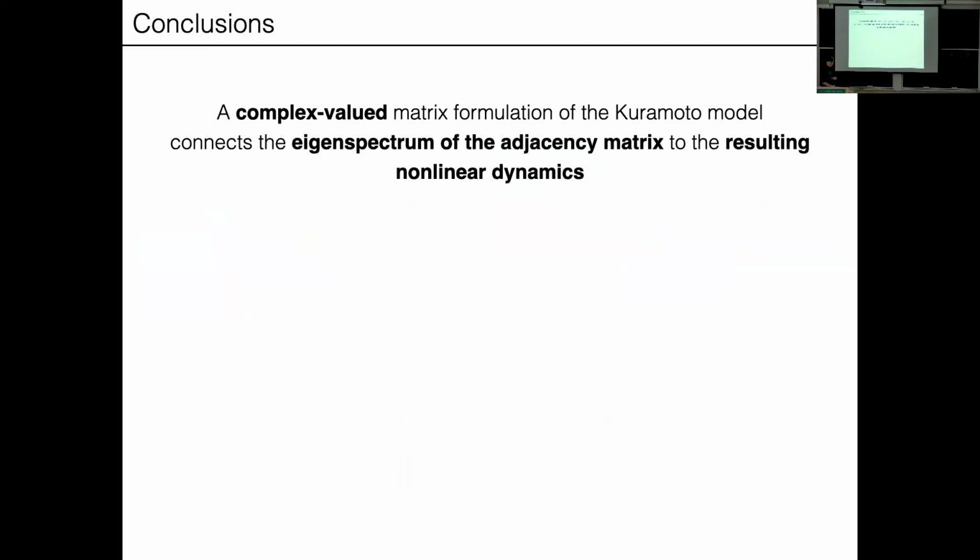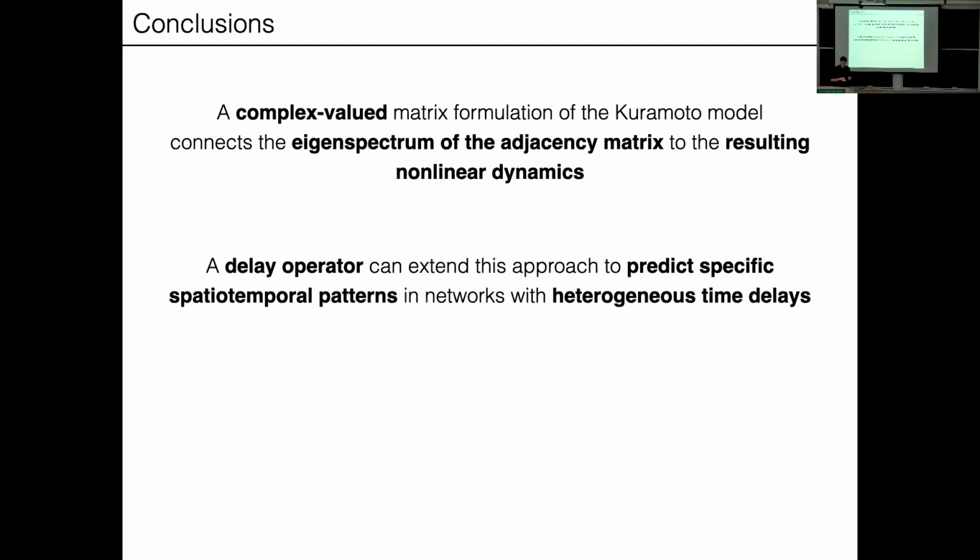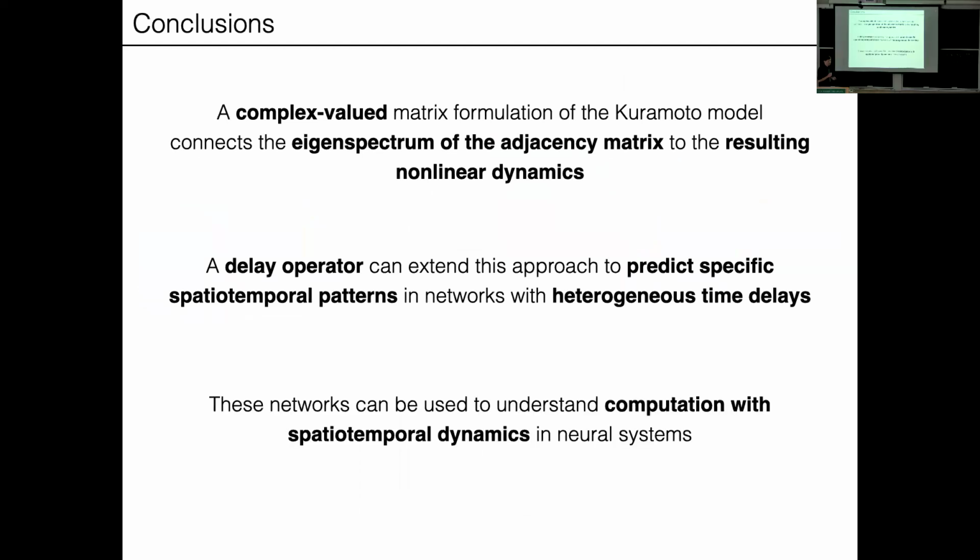So in conclusion, a complex valued formulation of the Kuramoto model connects the eigenspectrum of the adjacency matrix to the resulting nonlinear dynamics. A delay operator can extend this approach to predict specific spatiotemporal patterns in networks with heterogeneous time delays. And finally, these network models can be used to understand computation with spatiotemporal dynamics in neural systems.